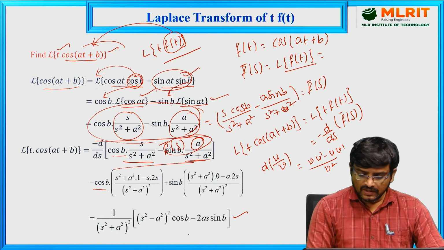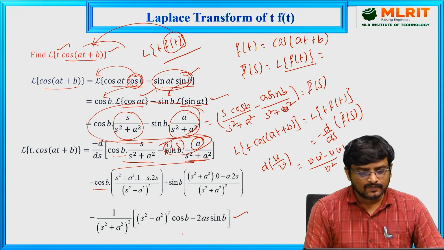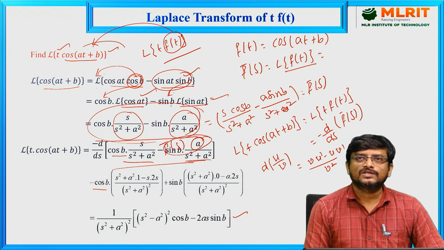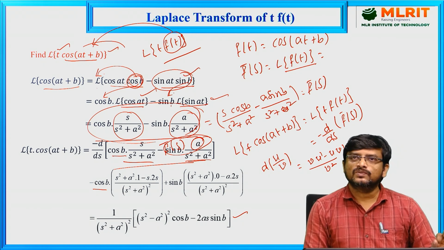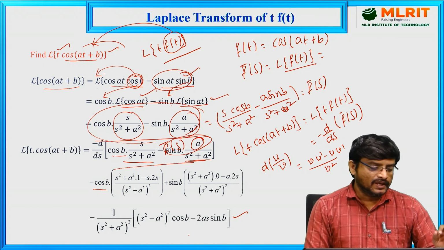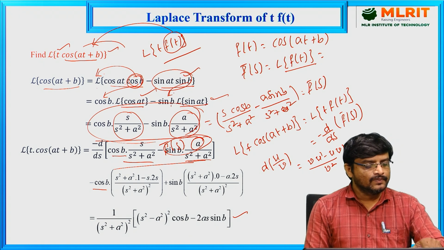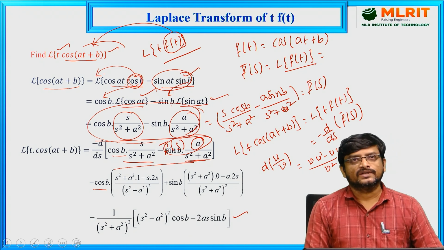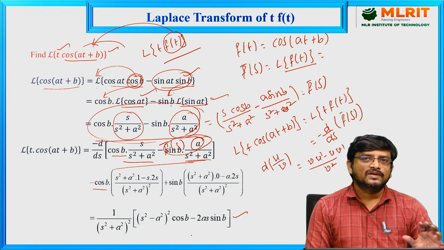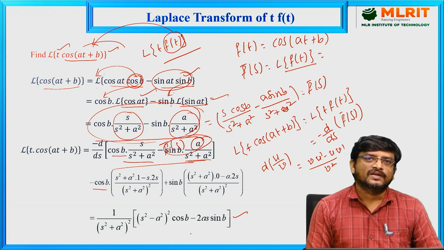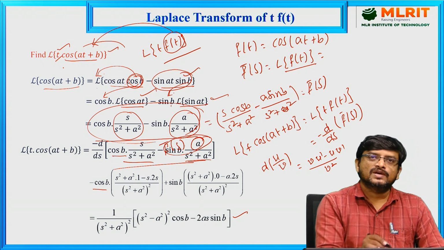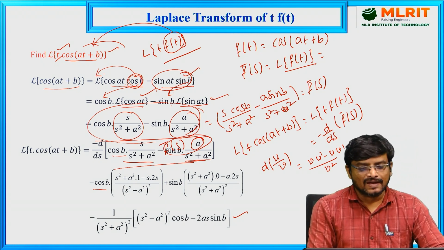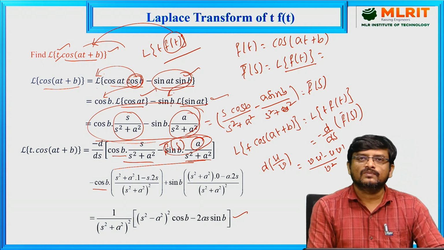So this is how we can apply the Laplace transform of t into f of t formula. Whenever we want to apply the Laplace transform of t into f of t, inside the Laplace transform, t must be multiplied with some other function. That other function we have to consider as f of t. So if you find t into something, then we can go for the Laplace transform of t into f of t formula.